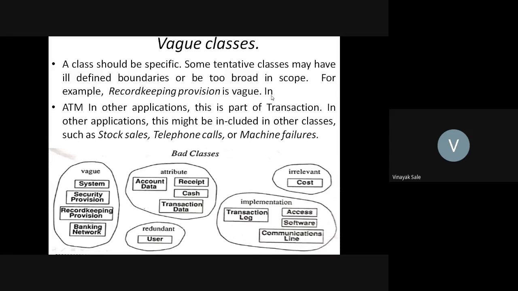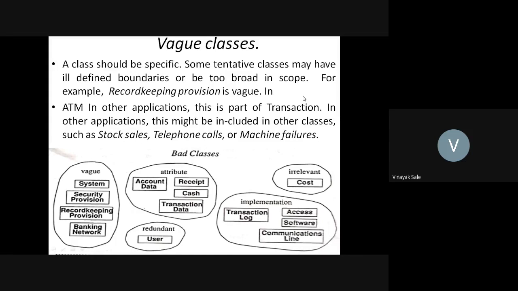Then vague classes. There is ambiguity in the classes. Such classes should be, for example, system security provision, record keeping provision, banking network. A class should be specific. Some tentative classes may have ill-defined boundaries or be too broad in scope.